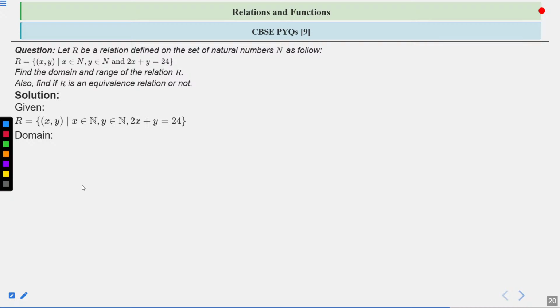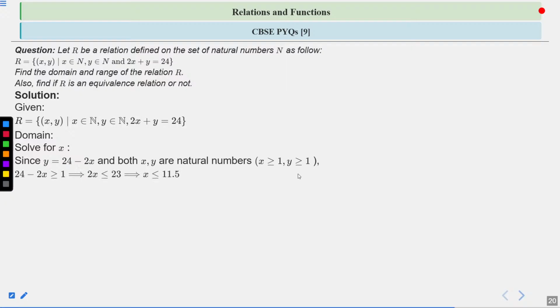So what will be the domain? Let's solve for x. y can be written as 24 minus 2x. Both x and y should be natural numbers, that is x should be greater than or equal to 1 and y should be greater than or equal to 1. Since 24 minus 2x should be greater than or equal to 1, 2x should be less than or equal to 23. Therefore x should be less than or equal to 11.5. x is a natural number, so x is equal to 1 to 11: 1, 2, 3, 4, 5, 6, 7, 8, 9, 10, 11.